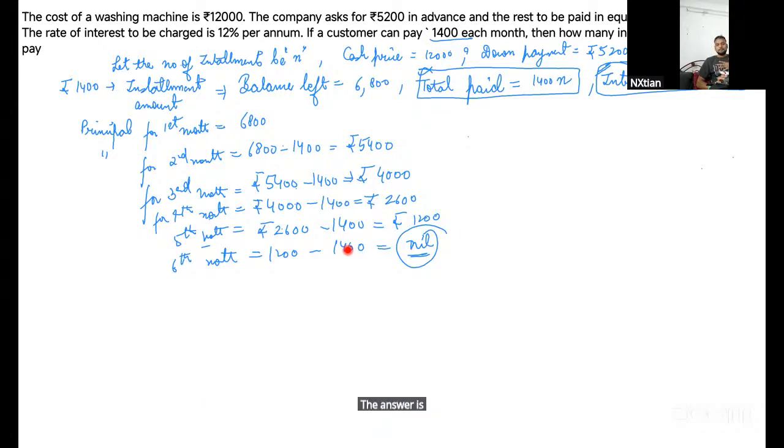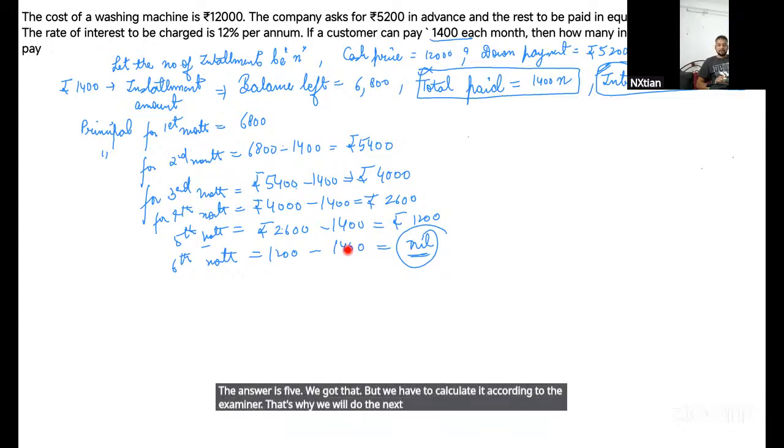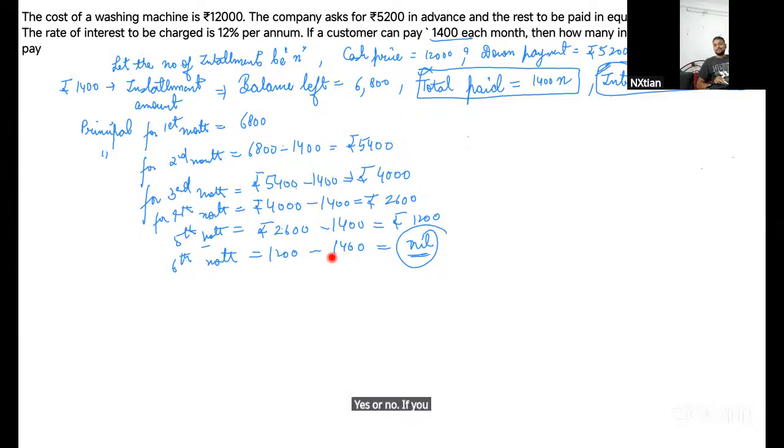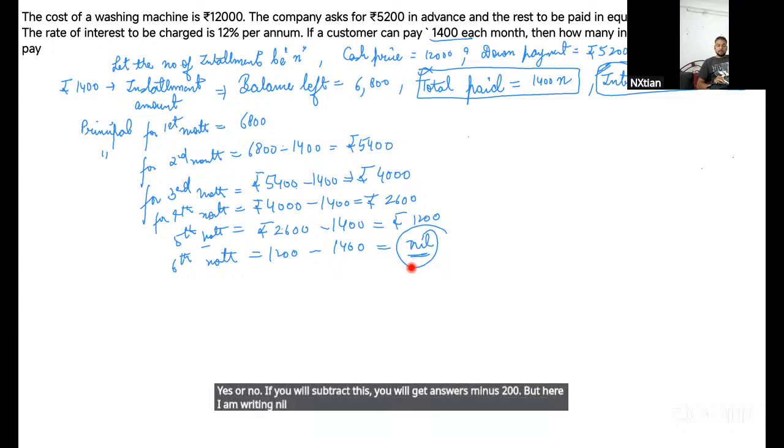We got that. But we have to calculate it according to the examiner. That's why we will do the next step also. And the second point, if you subtract it, you will get the answer as minus 200. But here I am writing nil. Why? Because minus 200 means that 200 is basically the interest, which will add up to become 1,400, and 1,400 and 1,400 become 0. Understood, guys?